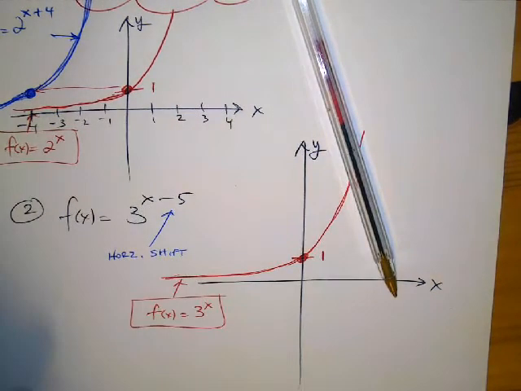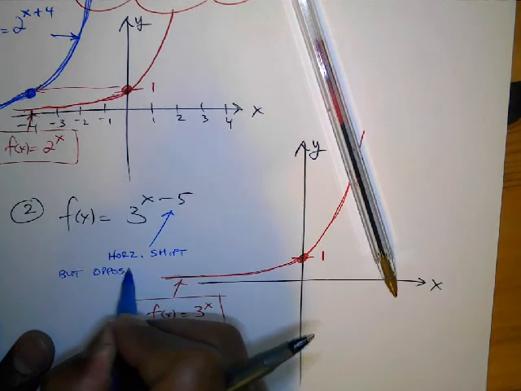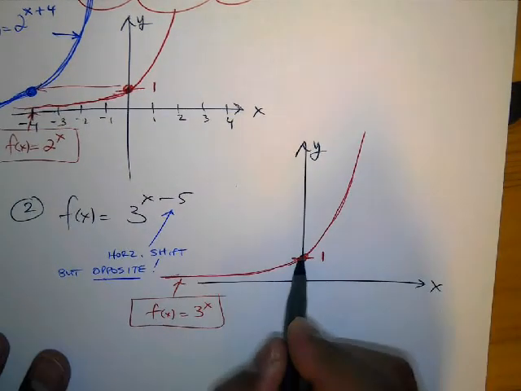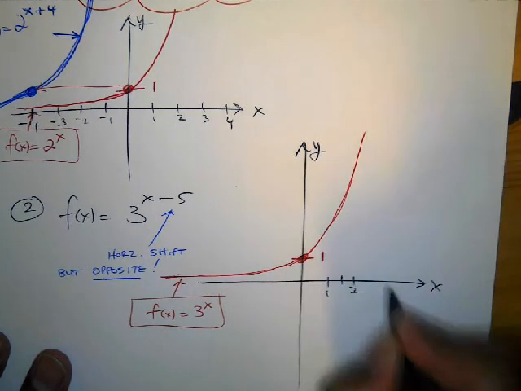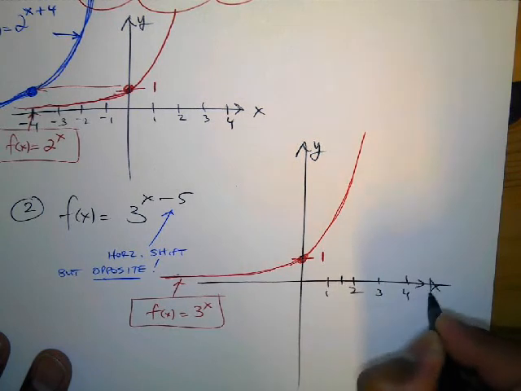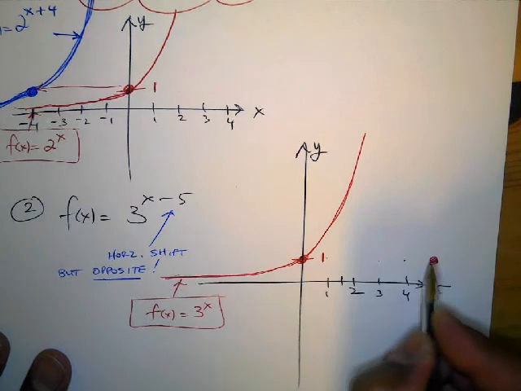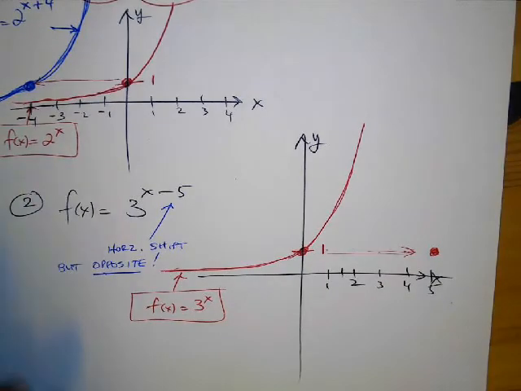There's your horizontal shift. This is a horizontal shift. Remember this? Horizontal shift, but do the opposite. So instead of getting this point and moving it over here to -5, you're going to go 1, 2, 3, 4, 5. Just move this point 1, 2, 3, 4, 5, right here. Move it over there. And that's it.